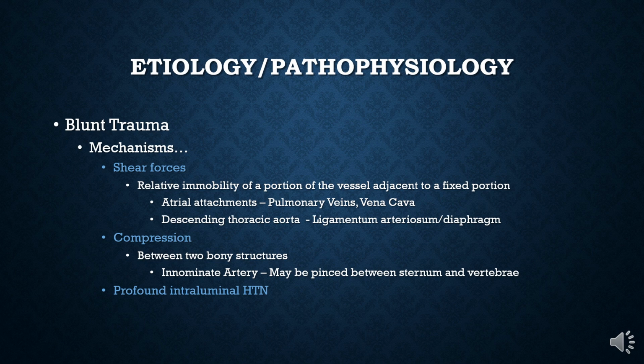Blunt trauma mechanisms could be shear forces, which arise from relative immobility of a portion of the vessel adjacent to a fixed portion: atrial attachment, pulmonary veins, vena cava, descending thoracic aorta, ligamentum arteriosum, and diaphragm. Another is compression between two bony structures, like the innominate artery, which may be pinned between the sternum and vertebra, and profound intraluminal hypertension.